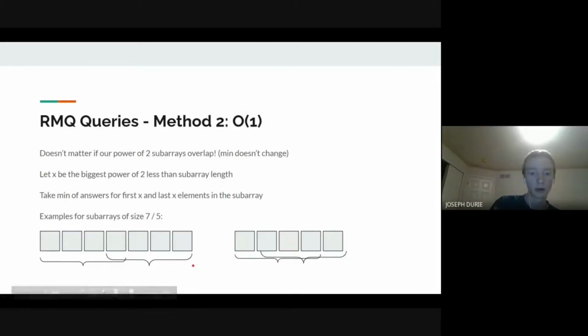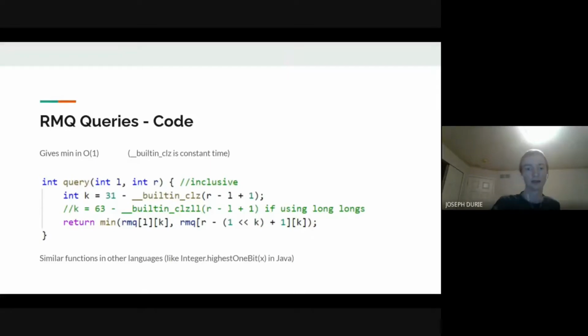So we know that this is guaranteed to cover your whole range. And again, we don't care about overlap, because the min stays the same no matter how many times you include each element. So we can include each element twice and it's fine. So for an example, if you have 7, you could take these 4 and these 4, and take the min of those 2, and that would give you the answer. And same thing for the 5. Right? Okay. So then the code for that would look basically like this.